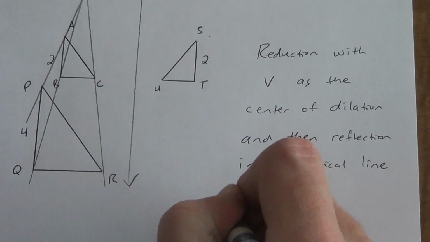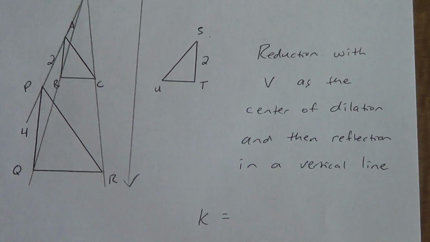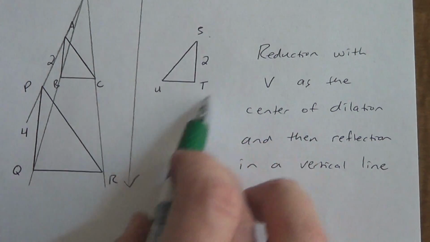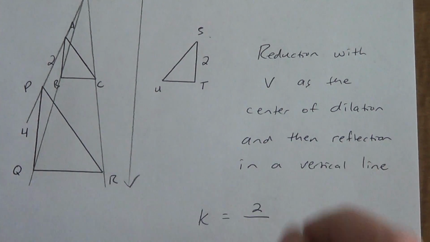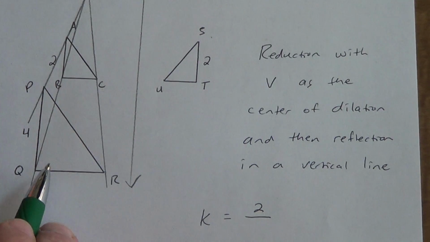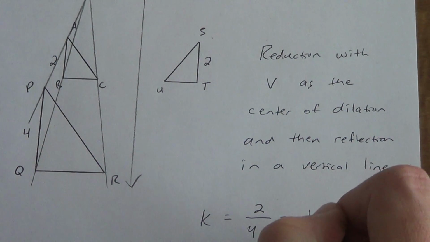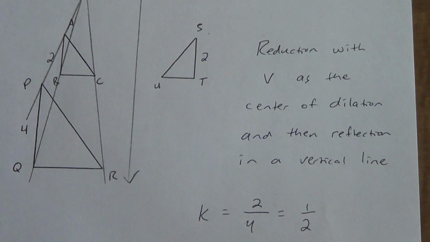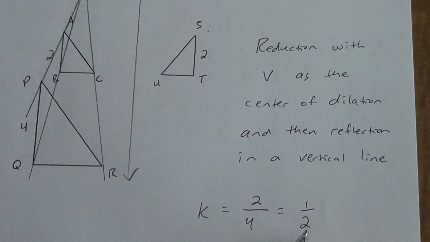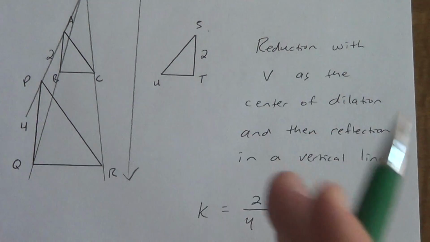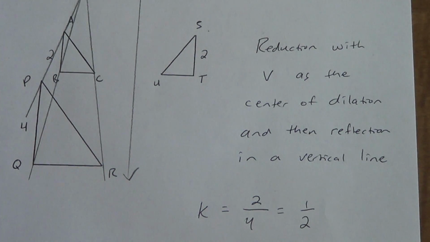All right, now last thing we need is K, a scale factor. So K equals, remember, new image, this is my final image, 2 over my old, my pre-image. That matching side is a 4. That reduces to 1/2. Remember, if K is between 0 and 1, it's a reduction. So that makes sense.